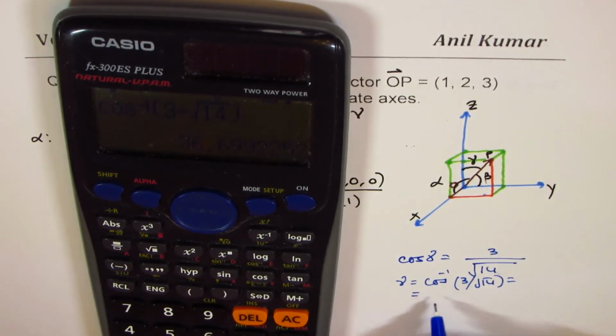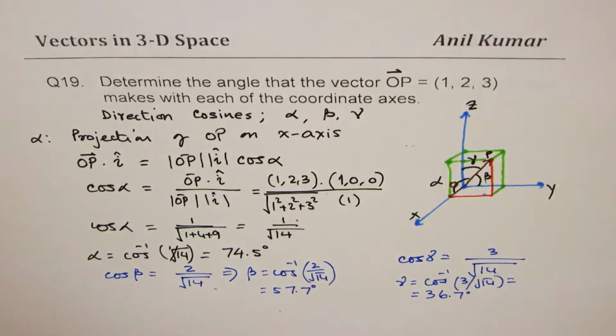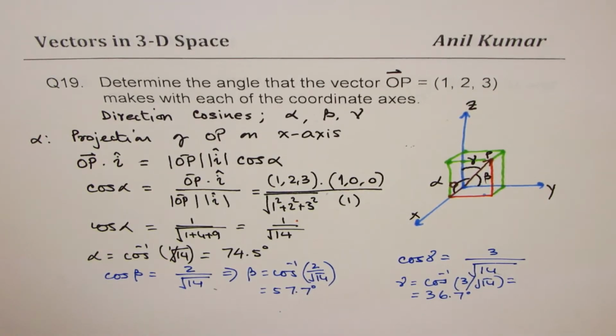So this angle is 36.7. We rounded them all to 1 decimal place. Does it make sense to you, right? So that is how you could find the direction cosines for any given vector, correct?